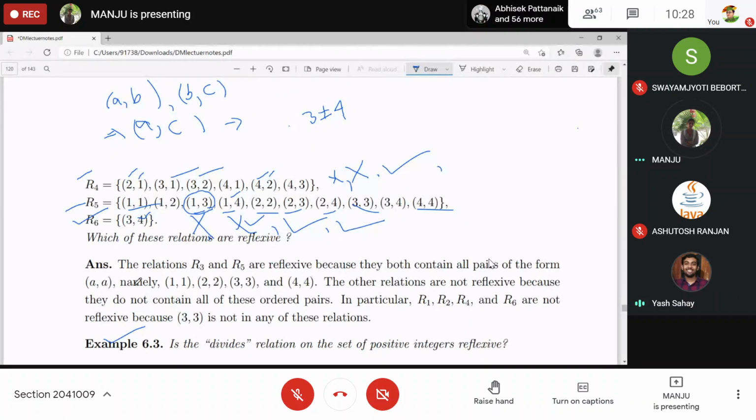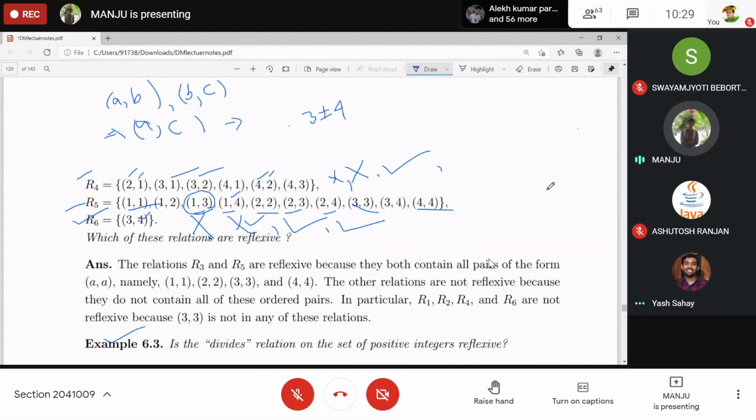Reflexive. So every positive integer divides itself, right? We don't have 0 here. If it were the set of non-negative integers, then it would not be reflexive, right? Now it is 1, 1, 2, 2, and so on. So this is reflexive.